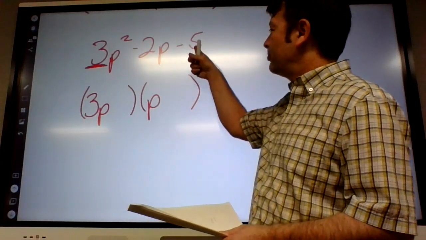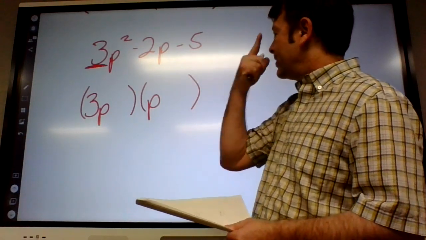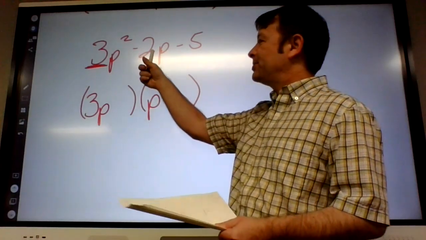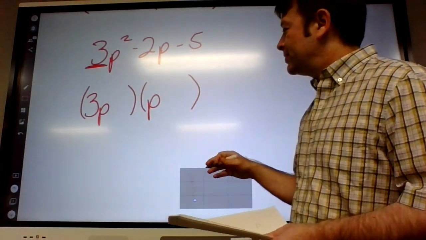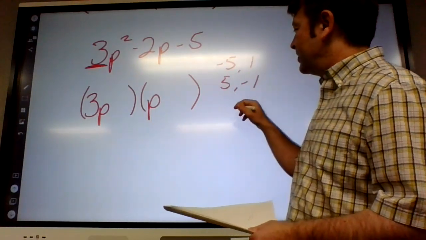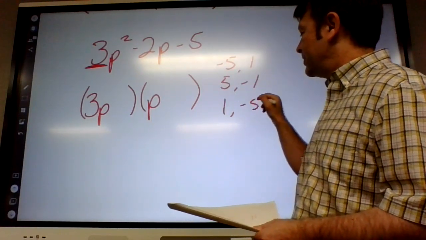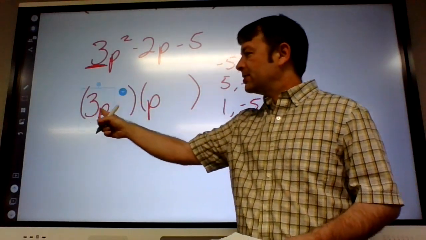Okay, what goes into negative 5? Negative 5 and 1. Now we're no longer saying that adds up to negative 2 because there's numbers on the front. It could be negative 5 and 1, could be 5 and negative 1, could be 1 and negative 5. Now the order does matter because these are different.